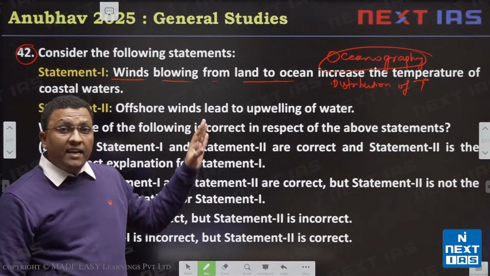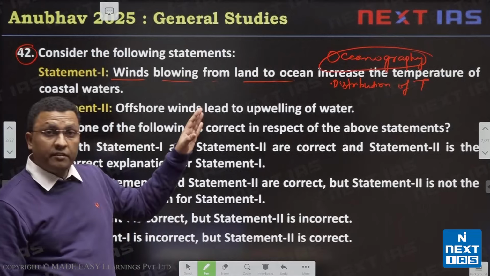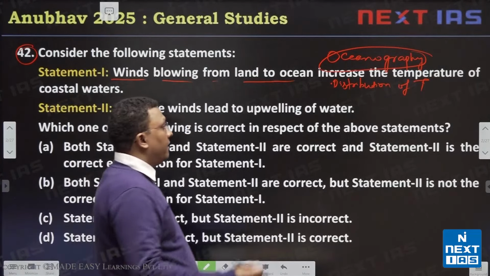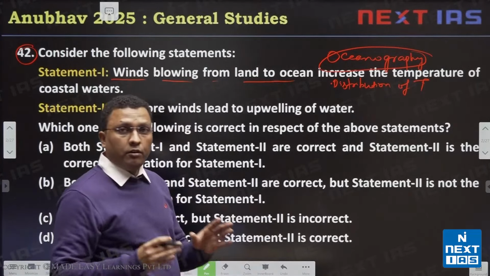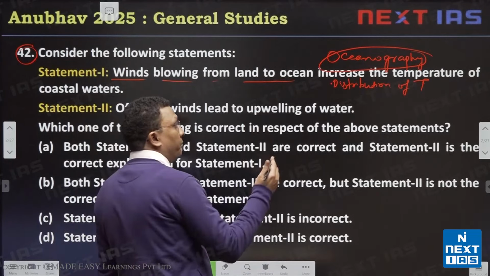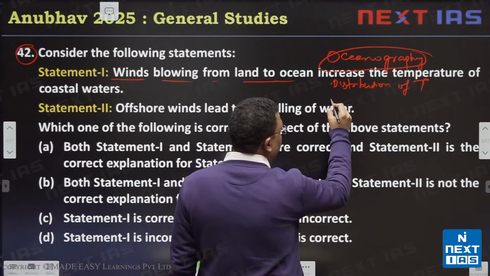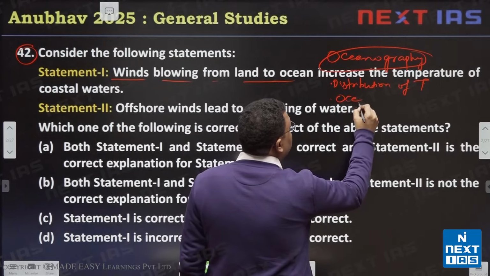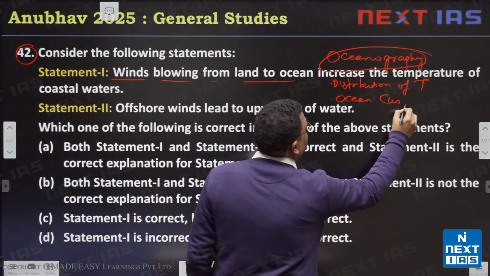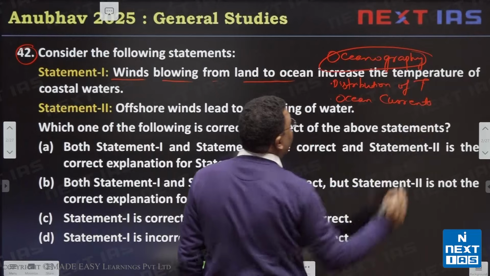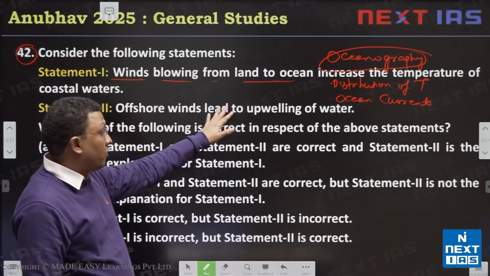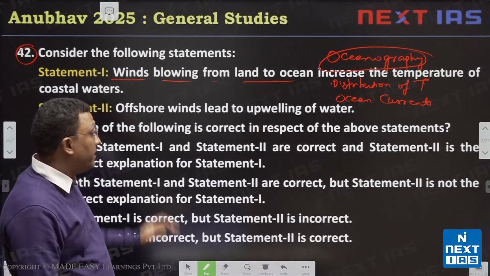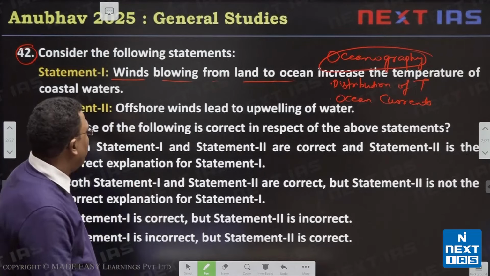And if you analyze the trend of previous year questions from the topic of oceanography, UPSC has been focusing on 2 areas within this topic. First is distribution of temperature and second is ocean currents, right? So that's why a question based on distribution of temperature has been put in your test.